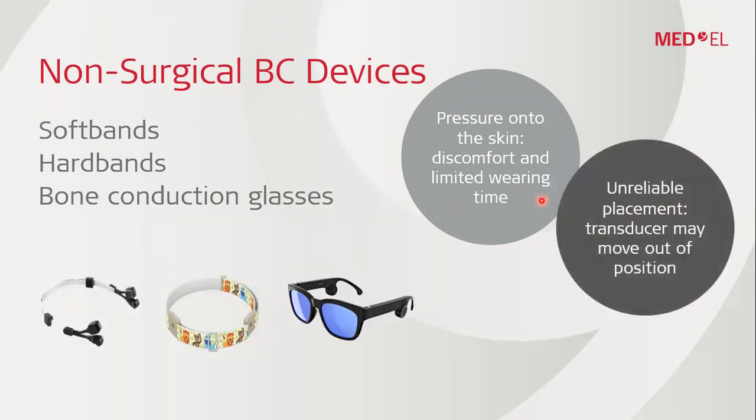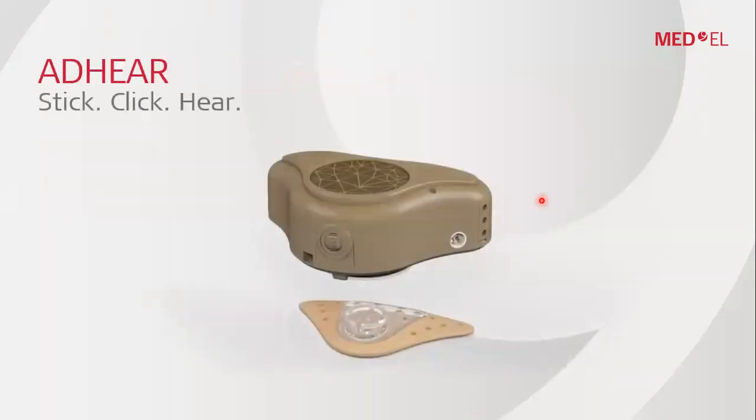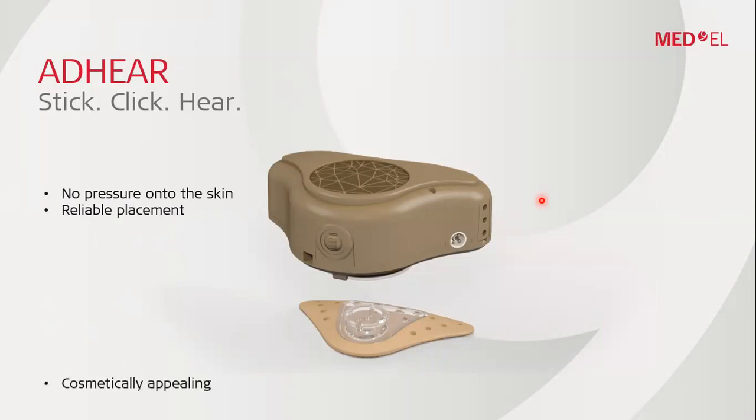All of them are unreliable: you cannot guarantee the placement of the transducer on the right place of the mastoid. And finally, all of these solutions are not cosmetically appealing. They are visible. So I'm very happy to tell you that we don't have all these problems with the ADHEAR. It does not apply pressure onto the skin of the patient. You can fix the ADHEAR in a reliable place, and it's cosmetically appealing.